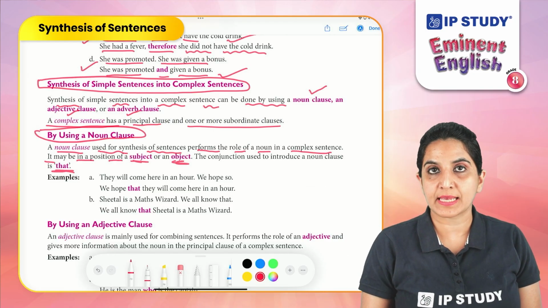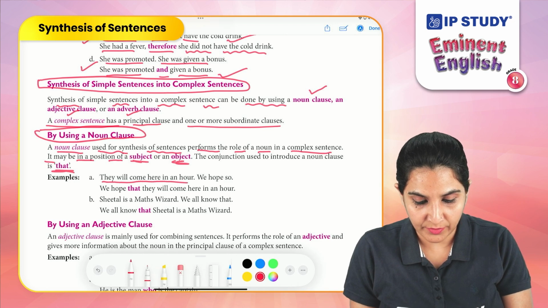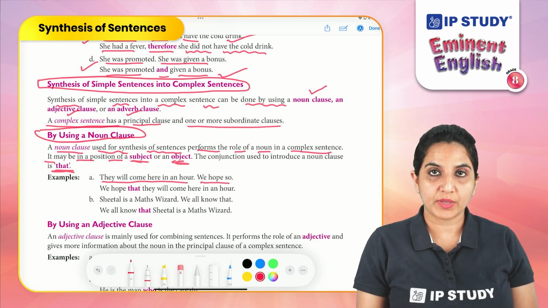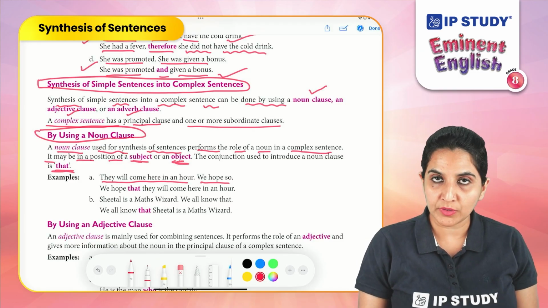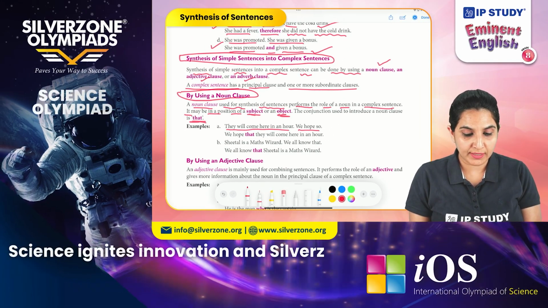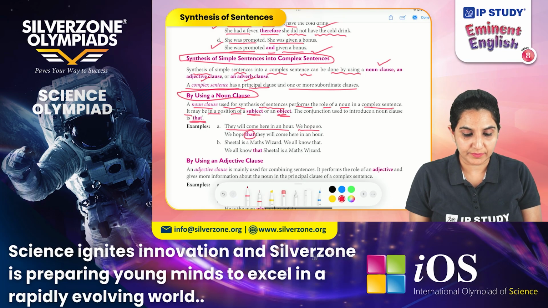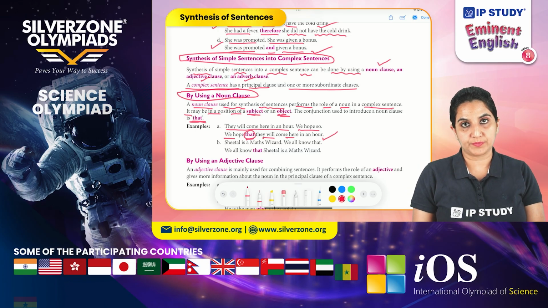Let us read this example. They will come here in an hour. We hope so. Now, the other clause is dependent on the first principal clause, and we can join it by using the conjunction that. We hope that they will come here in an hour.